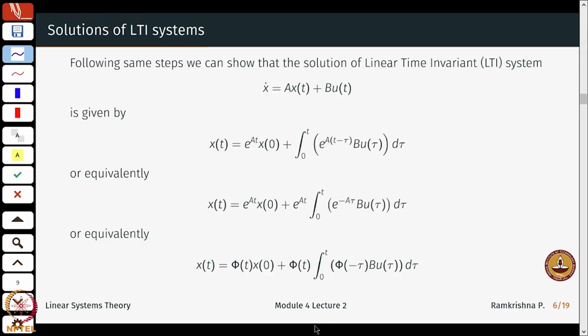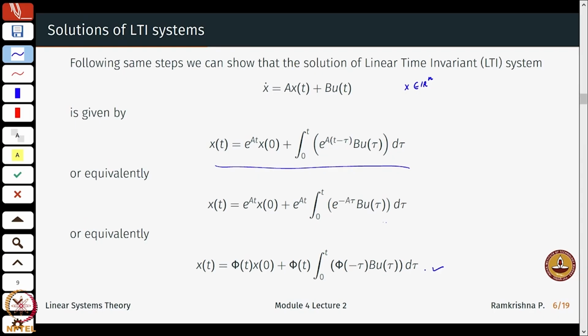Okay, so following these similar steps, can we show that the solution of an LTI system, where x is now an n dimensional state vector, is given by this particular expression? Equivalently, since I can take e power A t outside, the equation looks something like this, or in general if I were to write it with a state transition matrix phi of t, then the expression would look something like this. Okay, so let us see if this is actually true.